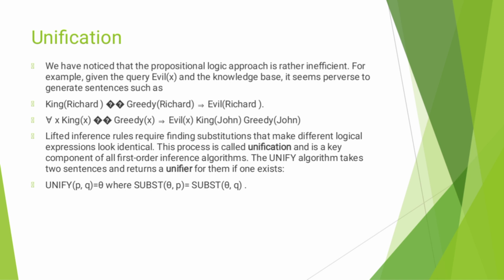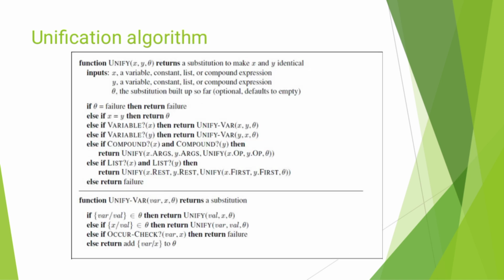Lifted inference rules require finding substitutions that make different logical expressions look identical. This process is called unification and is a key component of all first-order inference algorithms. The Unify algorithm takes two sentences and returns a unifier for them if one exists. Unify(p, q) = theta, where Subst(theta, p) = Subst(theta, q). In the unification algorithm, the function name is Unify, and the parameters are x, y, theta.